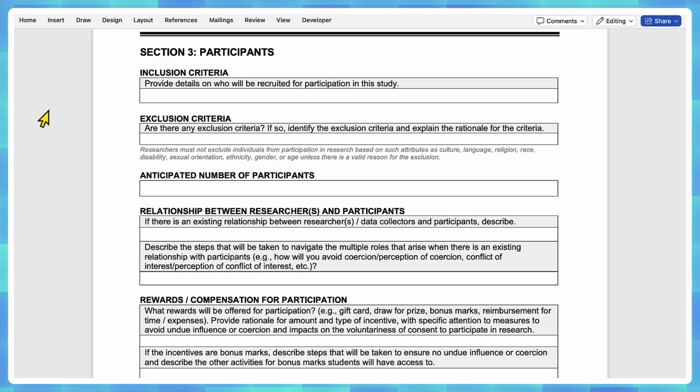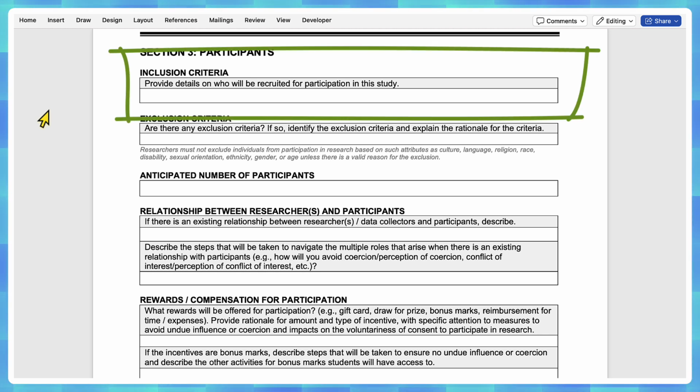Okay, so section 3 of the research ethics application form is all about your participants. First section here, inclusion criteria. And this is just where you tell us the details on who will be recruited for your study. So what's the population? What are some of the unique characteristics that you are looking for in your study?